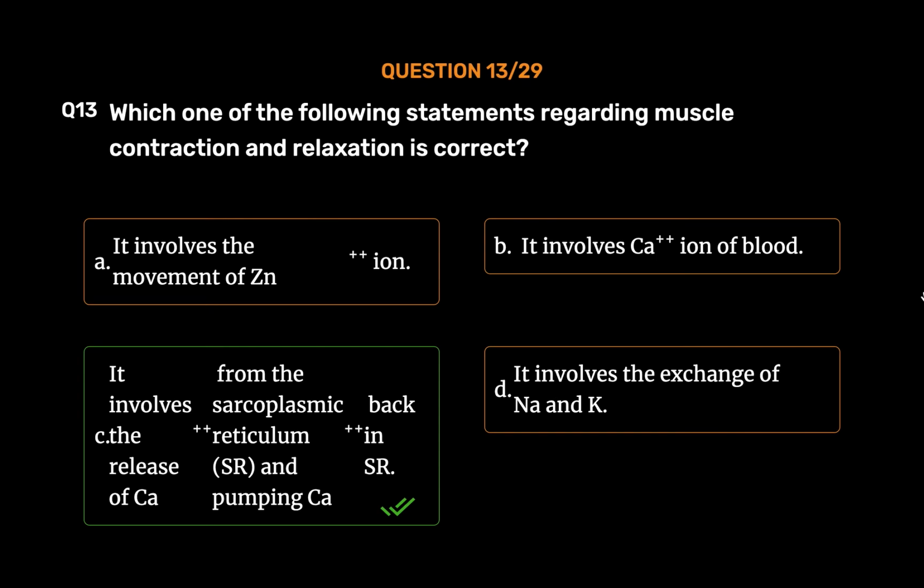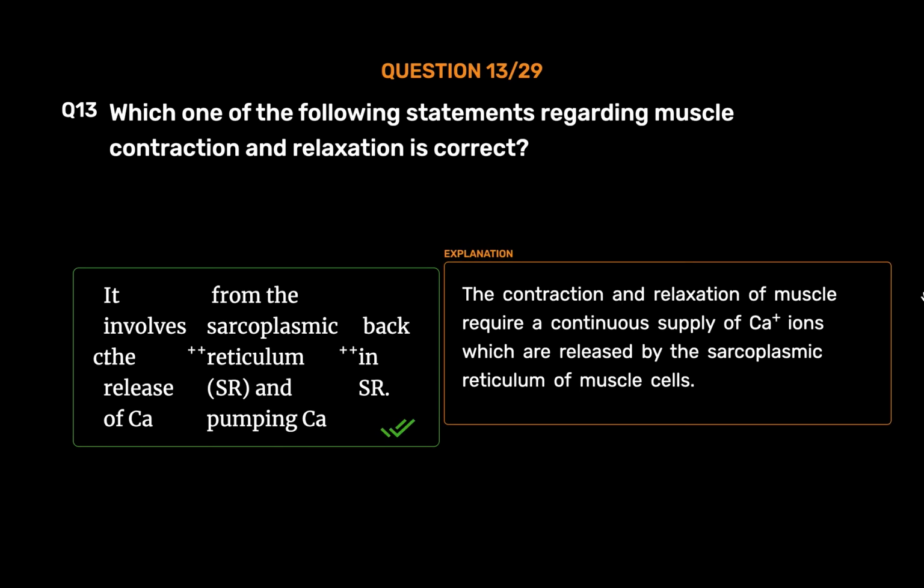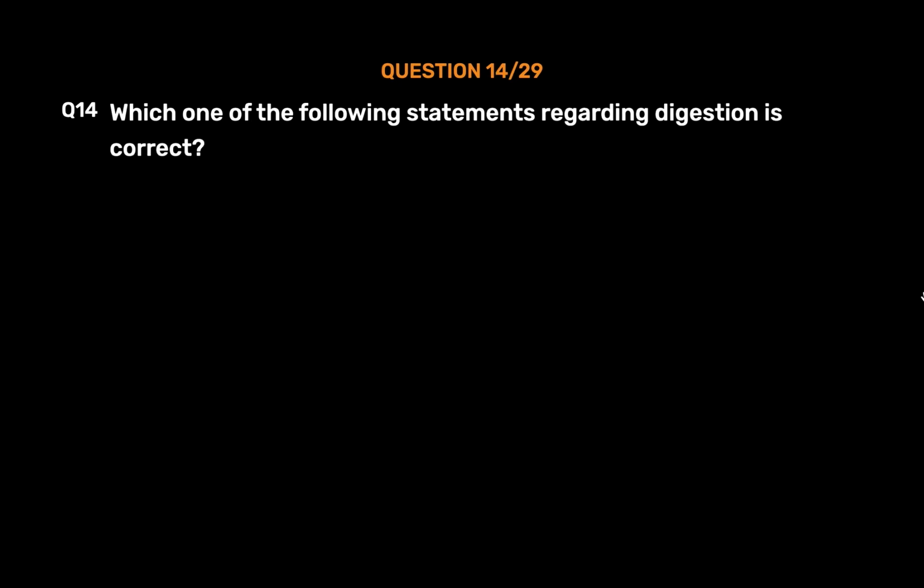It involves the release of Ca++ from the sarcoplasmic reticulum, and pumping Ca++ back in. The contraction and relaxation of muscle require a continuous supply of Ca++ ions which are released by the sarcoplasmic reticulum of muscle cells.